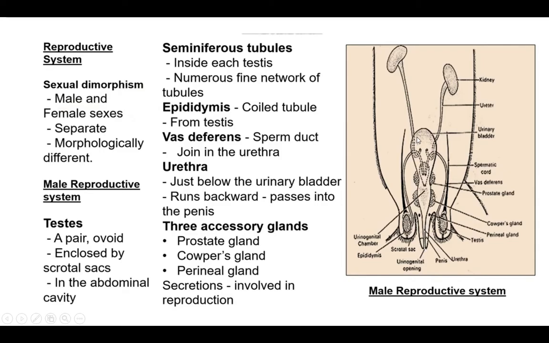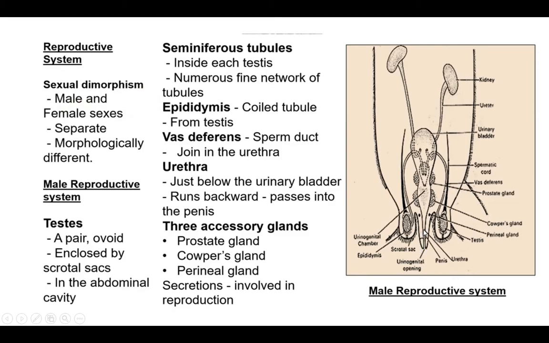Okay, this is the urinary bladder. And see here, the sperm duct is joining the urethra. The sperms come out through the urethra only, no? So it is joining with the urethra. Where is this urethra present? Just below the urinary bladder, the urethra is present. And it runs backward and passes out through the penis.